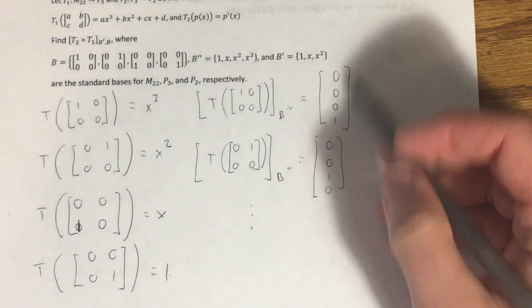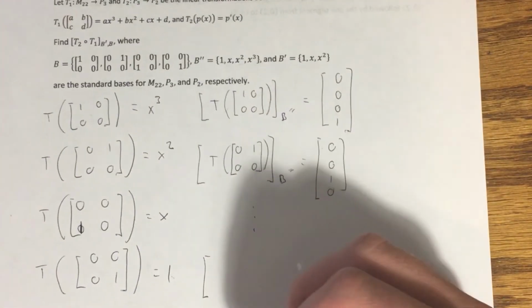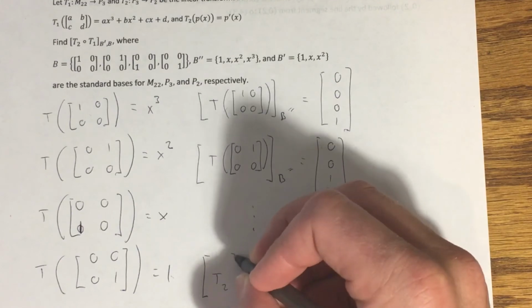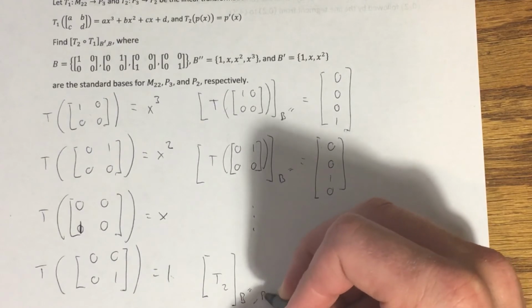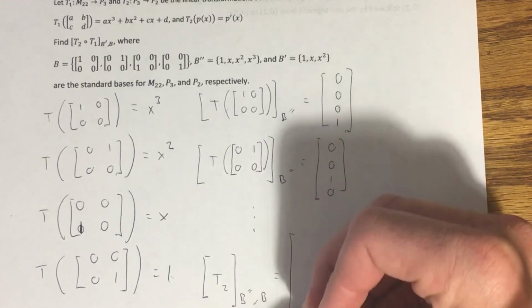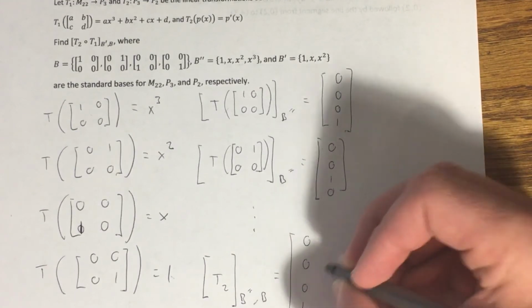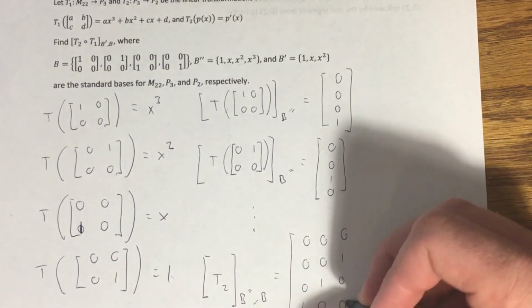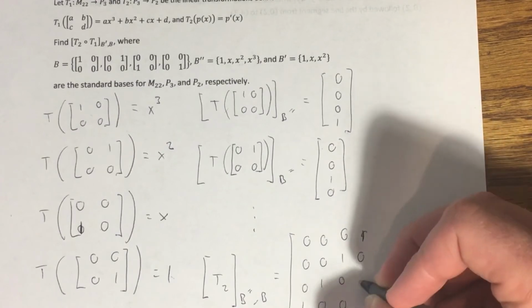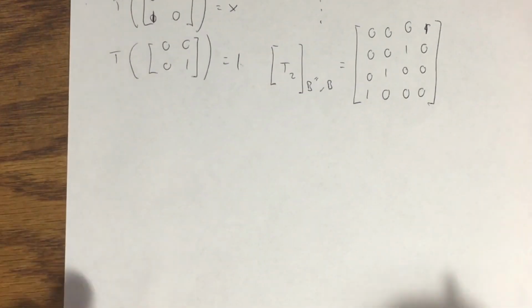And you can kind of see the pattern here, right? So what does this mean for my matrix for T2 relative to the bases B and B double prime? It's basically going to look like a reversed identity matrix, like this. That's 1, 0, 0, 0, like that. Okay.